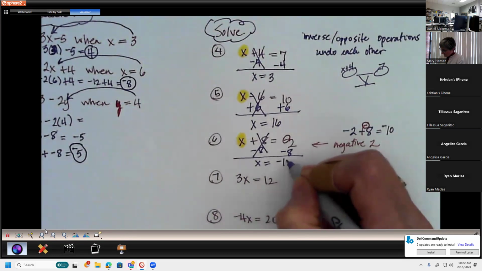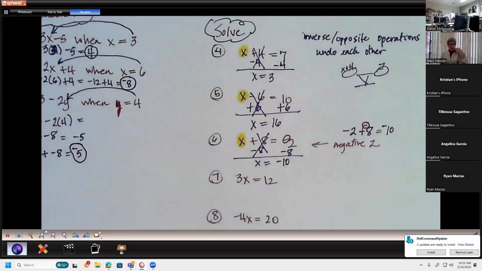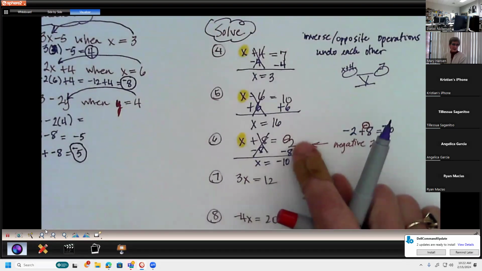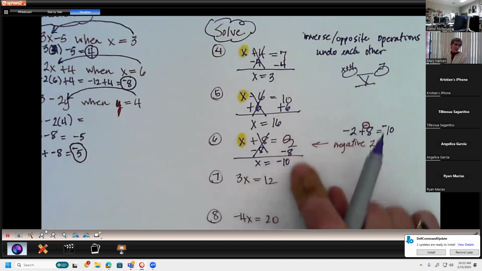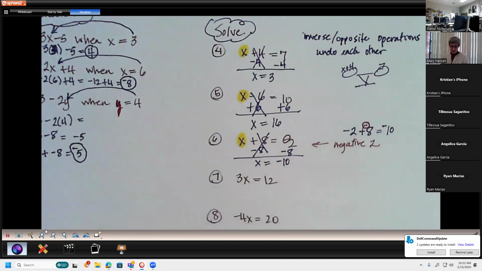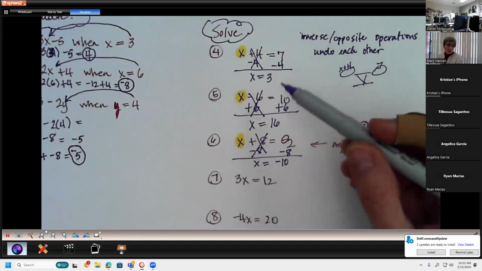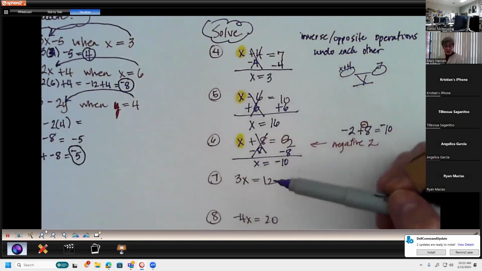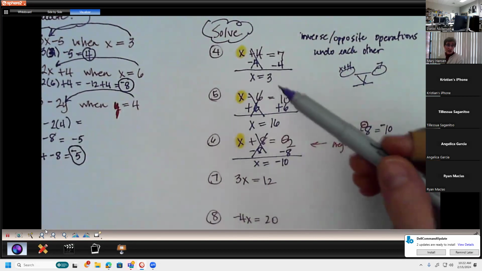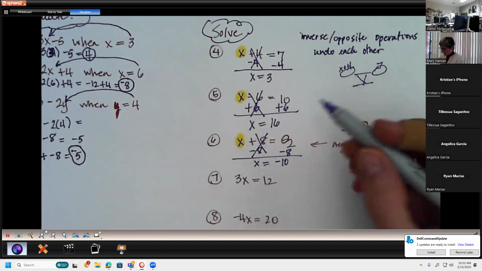And so the answer would be -10. If you thought this was a +2 and you did -8, you would have gotten -6. So if you just misinterpreted the problem because I didn't write very clearly, then that would be your answer. Okay. So recall the other thing we talked about is you can check your work with these problems.